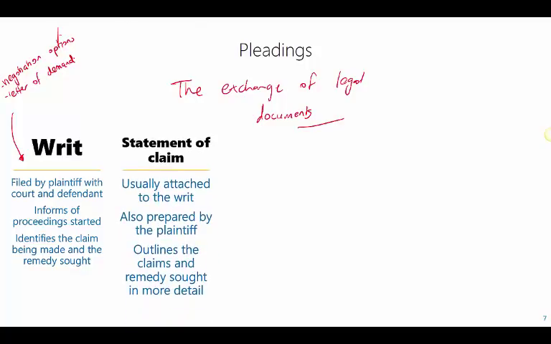And usually attached to that writ is a statement of claim. Okay, this is again prepared by the plaintiff, and this includes basically detail of what the claims being made are. I'm claiming that you breached your duty of care because you did this, and you did this, and you did this, and that is a breach. So it really clearly sets out what claim is being made. Okay, so both of these documents are prepared by the plaintiff, and they usually go attached together, and they go to the court and they go to the defendant.